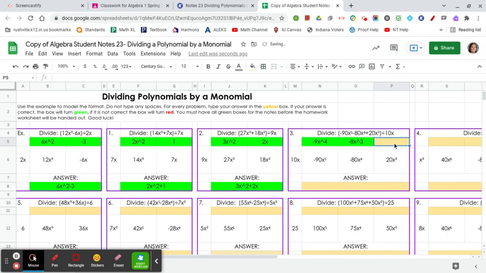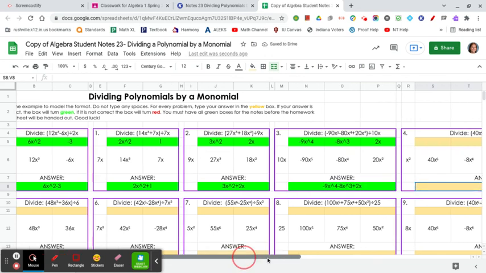And then 20x squared divided by 10x. 20 divided by 10 is 2. X to the second divided by x to the first would be x to the first, or just x. So yes, now I have all of my individual terms. I need to put them together. I have negative 9x to the fourth power. And then I have a minus 8x, so I'm going to type in minus 8x to the third. And then I have a positive 2, so I'm going to put in plus 2 and then an x.